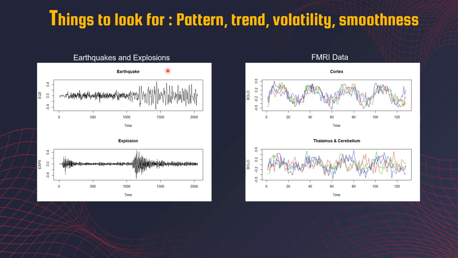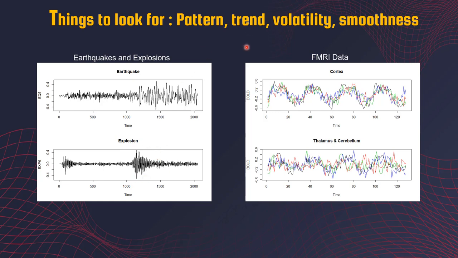So when we want to model a time series, what are some of the things to look at? We want to make sure our model captures different patterns that can be observed in the series. For example, trend, volatility, smoothness. In all of these examples of time series here, we can see that each has its own pattern. This exhibits a certain periodicity. This explosion time series has this increase in volatility around this particular time point.